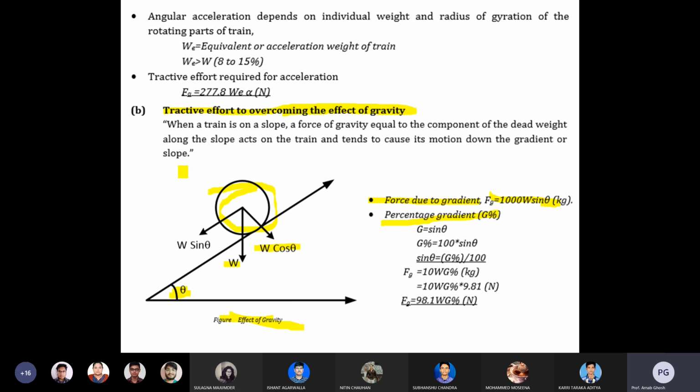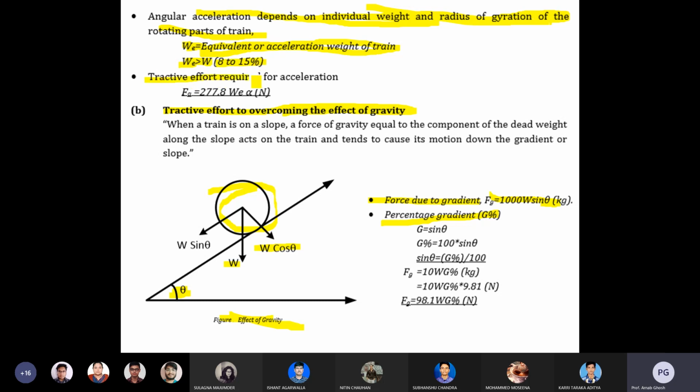Then angular acceleration depends on the individual weight and the radius of gyration of the rotating parts of the train. So W_E is the equivalent or acceleration weight of the train, for which you are giving some constant value. That is the equivalent or acceleration weight of the train that is required. W_E is greater than W, by 8 to 15% overall.